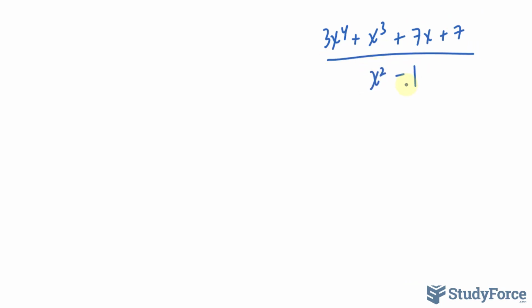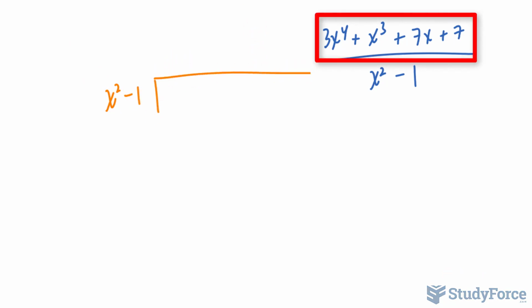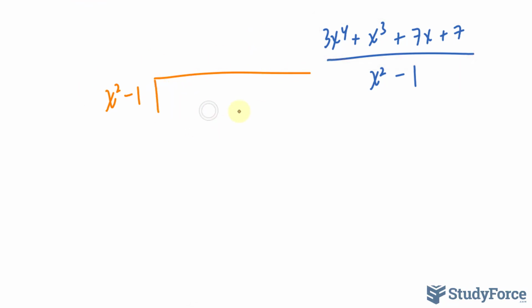and at the bottom, x to the power of 2 minus 1. To divide this using long division, we take the denominator, which becomes our divisor, x to the power of 2 minus 1, and we divide it into the dividend in this expression. What's found in here is called a dividend: 3x to the power of 4 plus x to the power of 3 plus 7x plus 7.